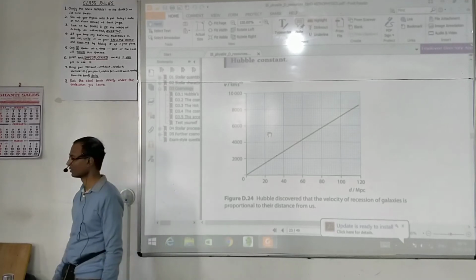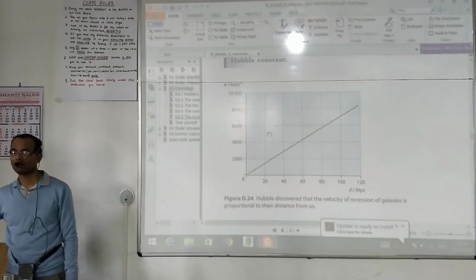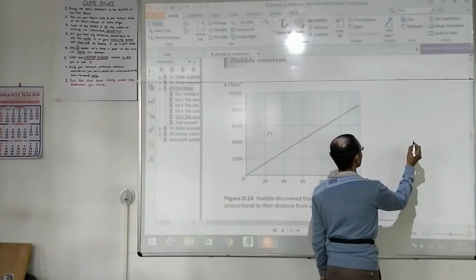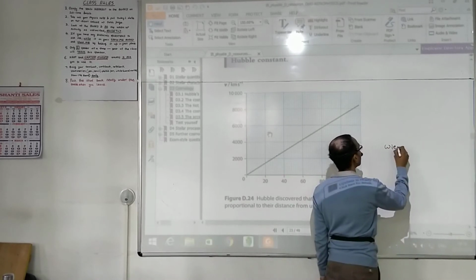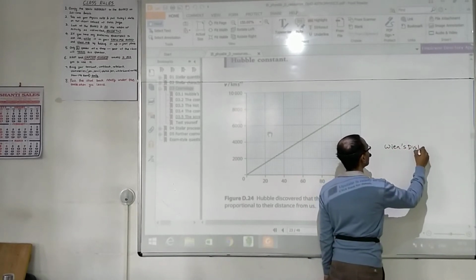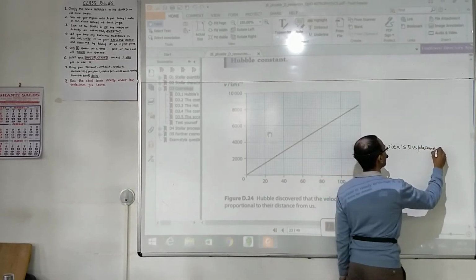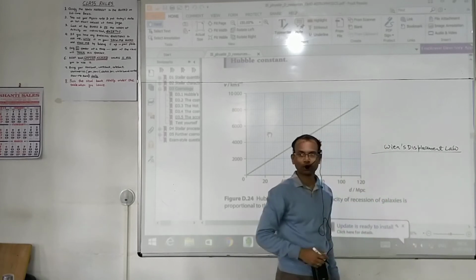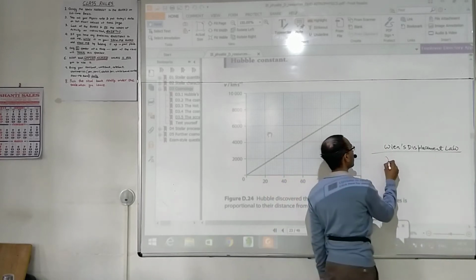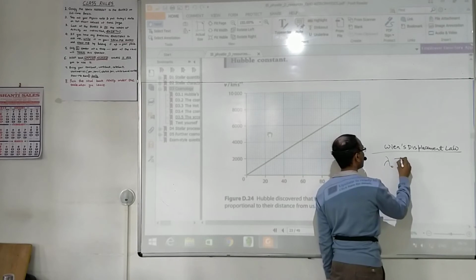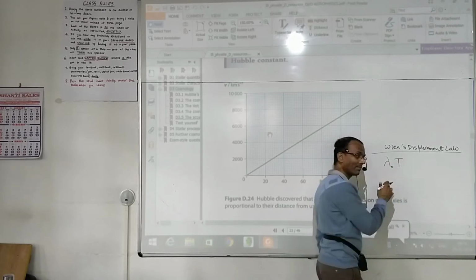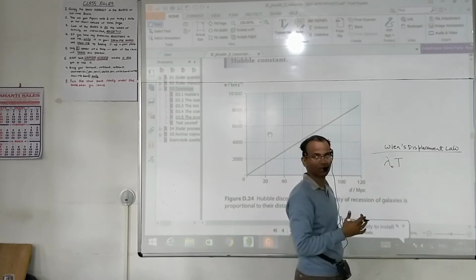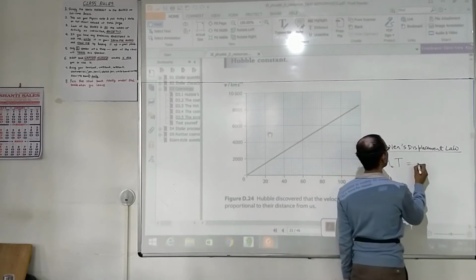Why does the temperature decrease if we expand? Why is the temperature decreasing? Good question. So see here, Wien's displacement law, do you recollect? Black body radiation. The product of the peak wavelength emitted in the spectrum and the temperature of the body which is emitting the radiation is a constant.